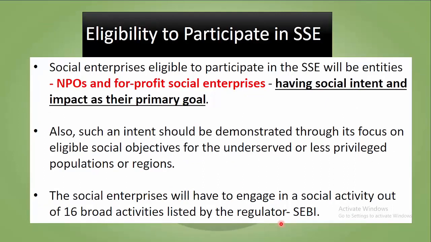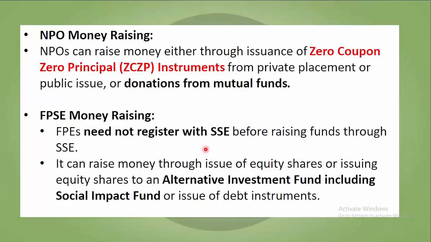What is the eligibility to participate in the social stock exchange? The social enterprises eligible to participate in the SSE will be entities like non-profit organizations and for-profit social enterprises having social intent and impact as their primary goal. Remember, these are NPOs or for-profit social enterprises as well. Also, such an intent should be demonstrated through its focus on eligible social objectives for underserved or less privileged populations or regions. The social enterprises will have to engage in social activity out of 60 broad activities listed by the regulator SEBI. These activities include removal of hunger, removal of poverty and other things.